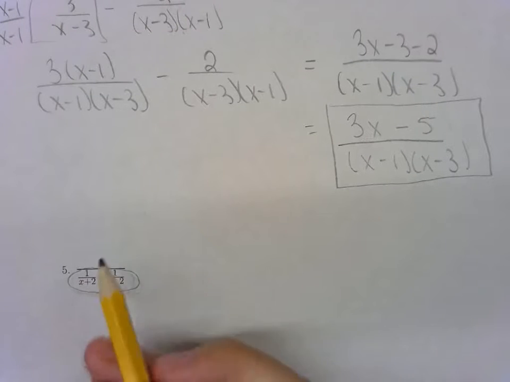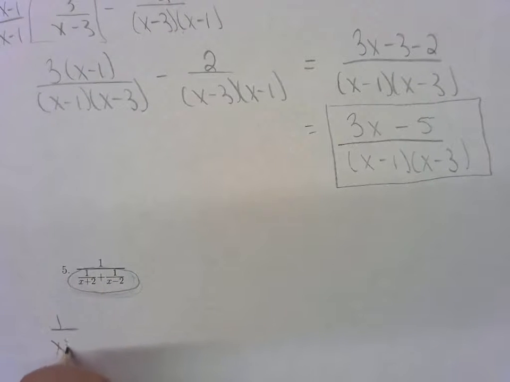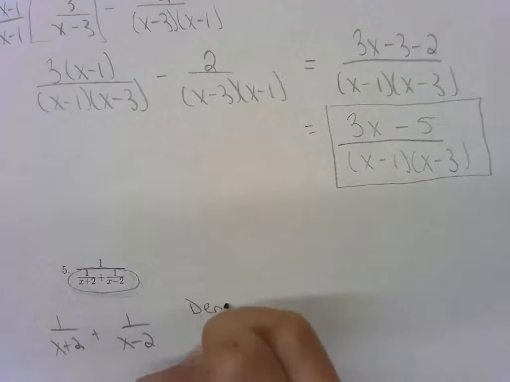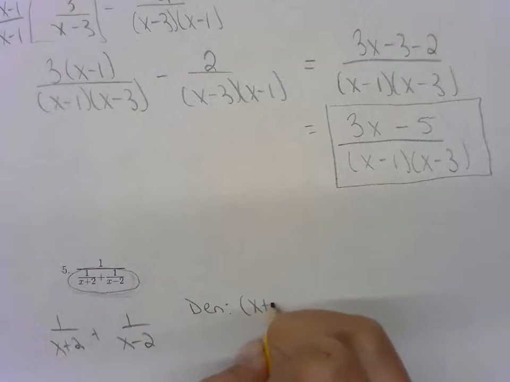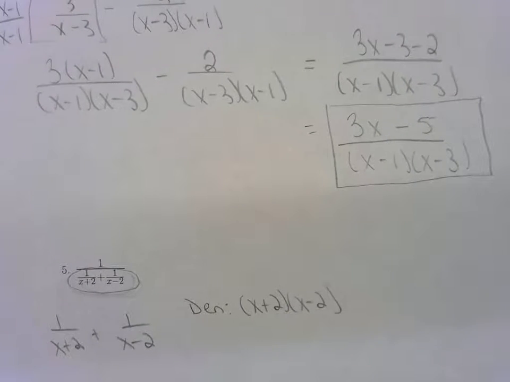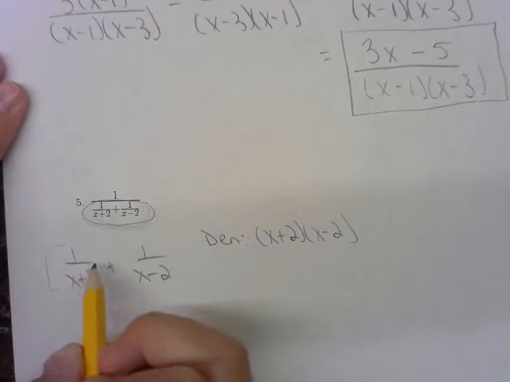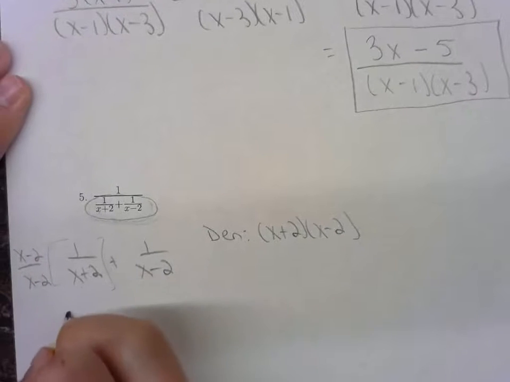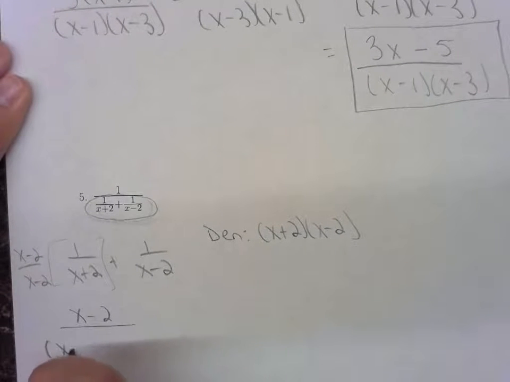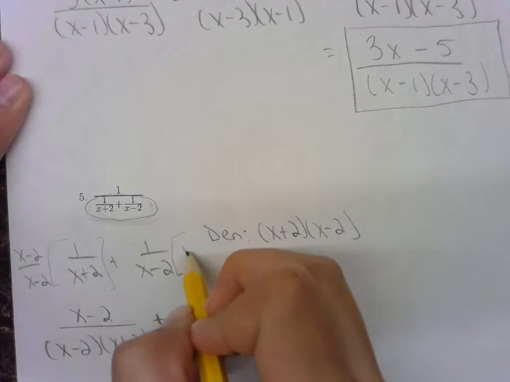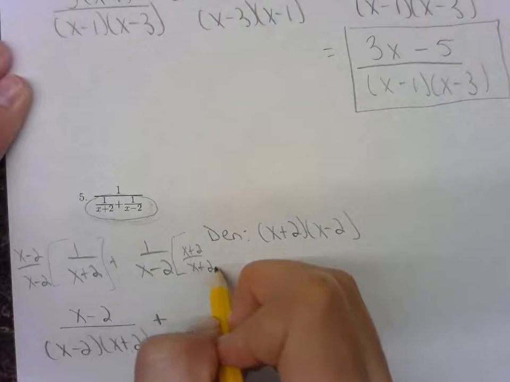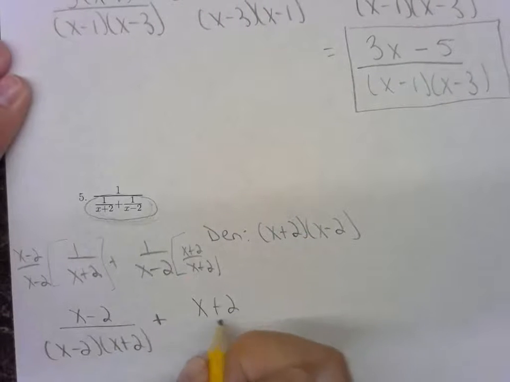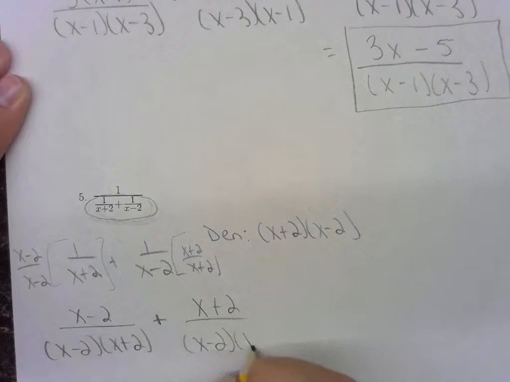Okay, so we're going to go ahead and do this first. So 1 over x plus 2 plus 1 over x minus 2. Okay, the denominator here needs to be x plus 2 from the first fraction times x minus 2 from the second fraction. Okay, so first fraction we need to multiply by x minus 2 over x minus 2. So that gives us x minus 2 over x minus 2 times x plus 2. Now the second fraction we need to multiply by x plus 2 over x plus 2. So that gives us x plus 2 over x minus 2 times x plus 2.